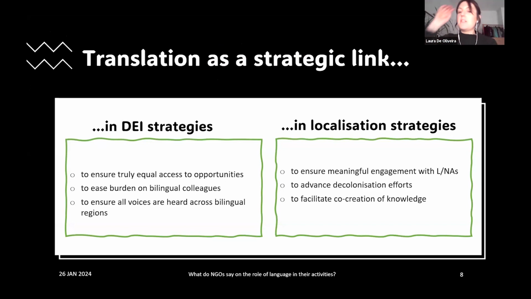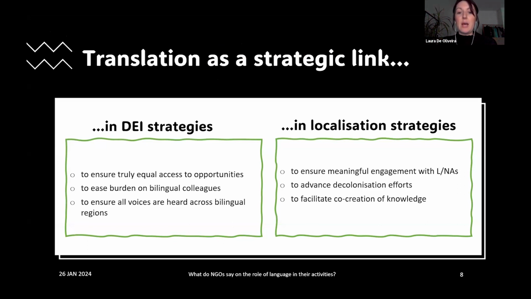So building on this line of thinking, I'd like to position translation as the missing strategic link within DEI and localization strategies in NGOs. As we've seen with Tearfund, their translations unit is well developed. And I think that's the case for some NGOs, but I don't think it's the case for all.